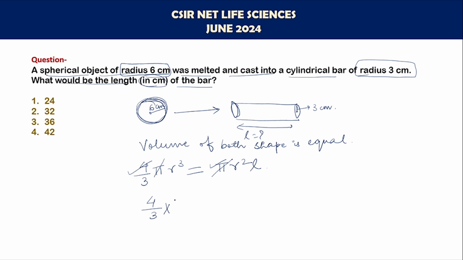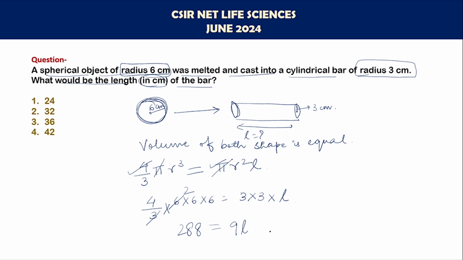Now what is the radius of the sphere? That is 6. So 6 into 6 into 6 equals, and what is the radius of the cylindrical bar? That is 3 into 3, and we have to calculate L. So you can see 2 will be cancelled out, then 8 into 6. So here it will be 288.